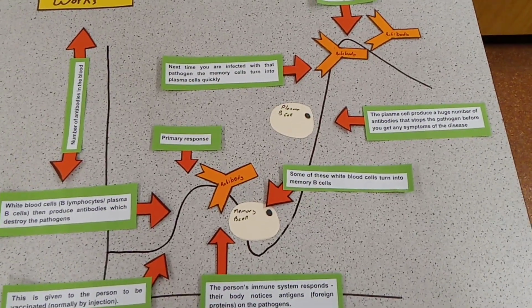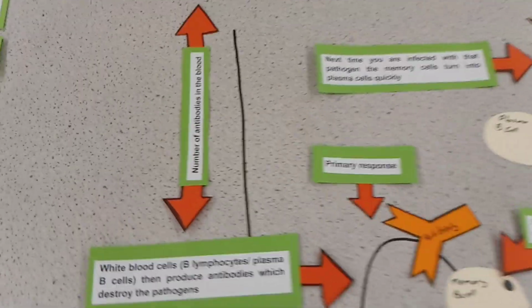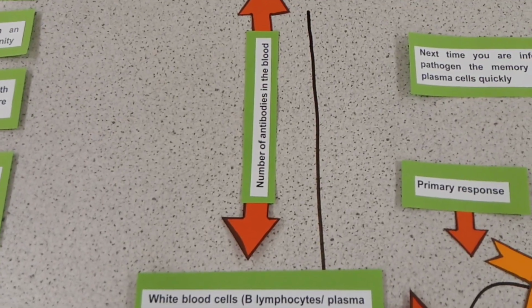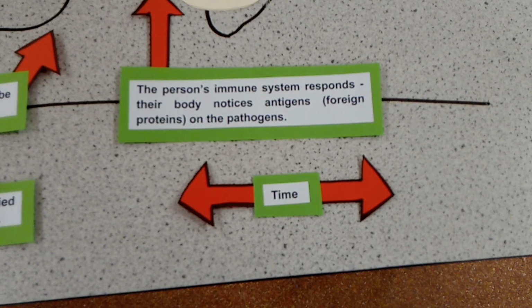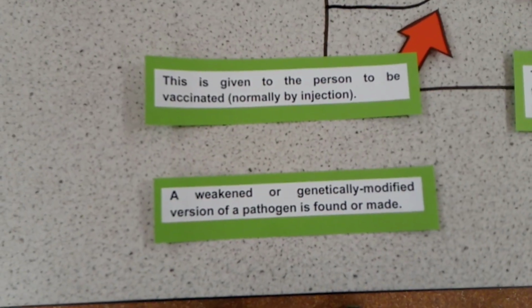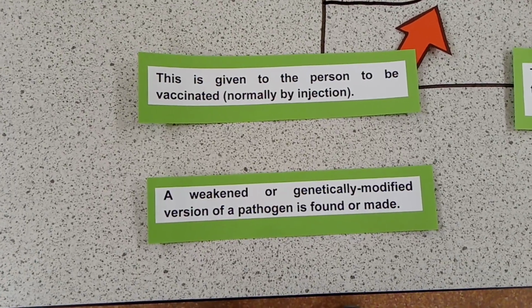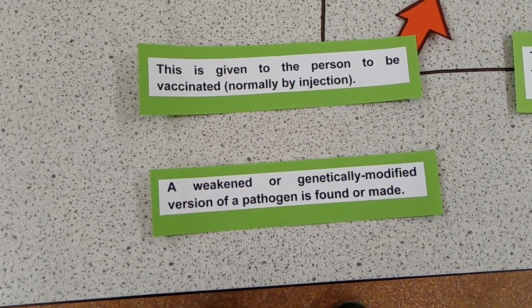If we look at what we usually see in exam questions, they'll give you a graph that looks something like this. This is where we've got the number of antibodies in the blood and the amount of time it's taken to get that. The first thing that happens is that we vaccinate the person with either a weakened or genetically modified version of the pathogen.